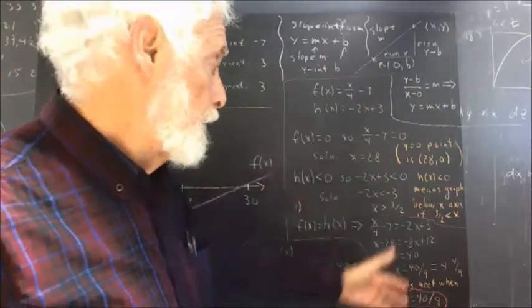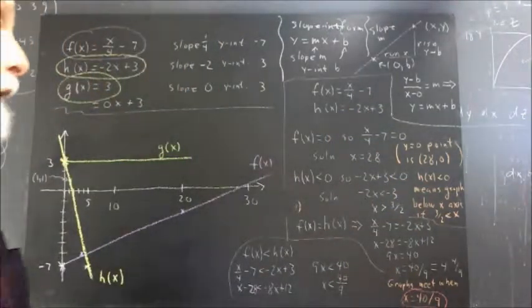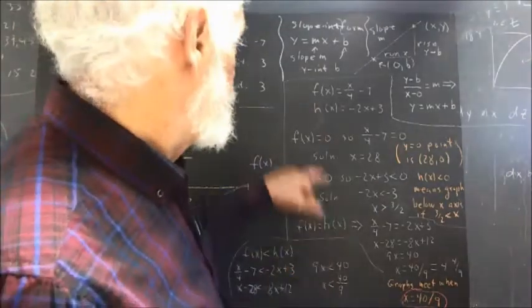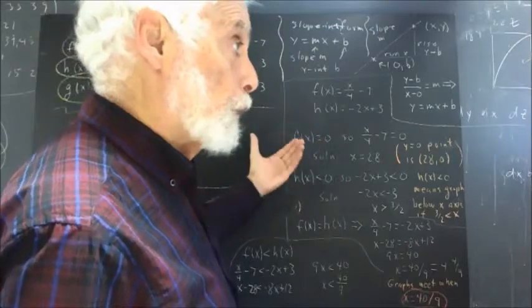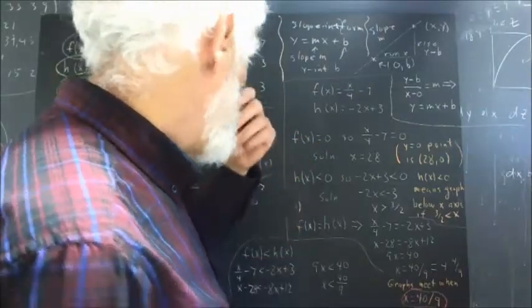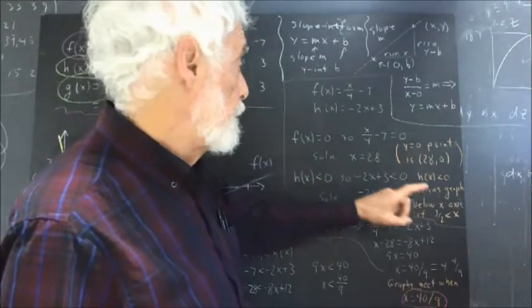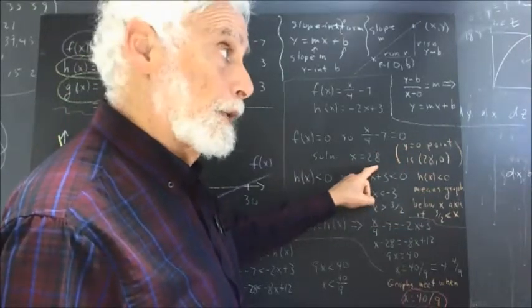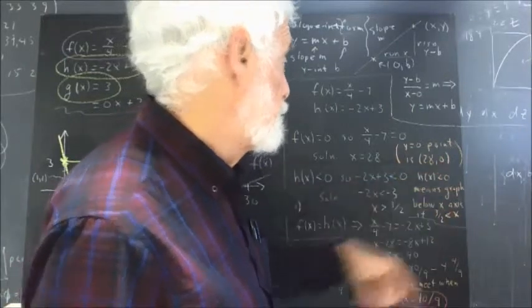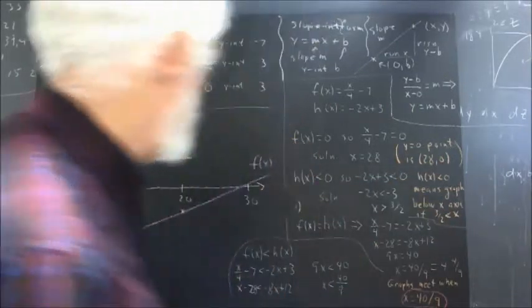So, what do these solutions tell us about the equations? Well, setting f of x equals 0, since y equals f of x, that means y is going to be 0. So that means that the y equals 0 point occurs when x is 28. And that point is therefore the point 28, 0. That's for the f of x function.